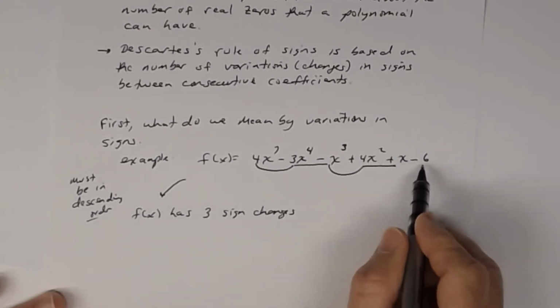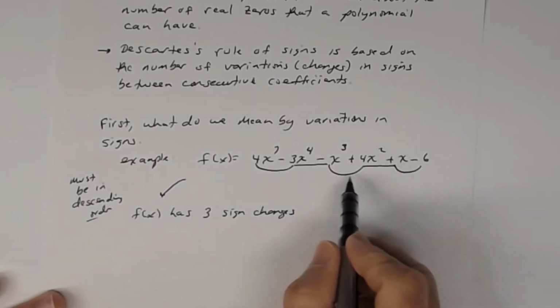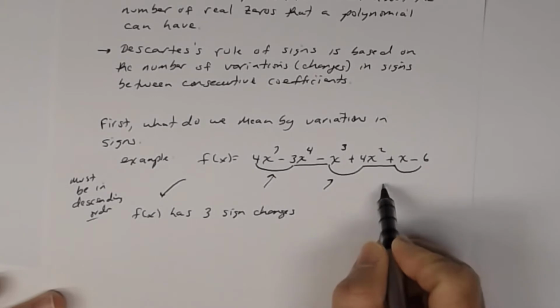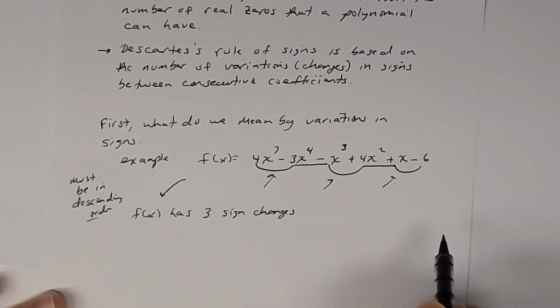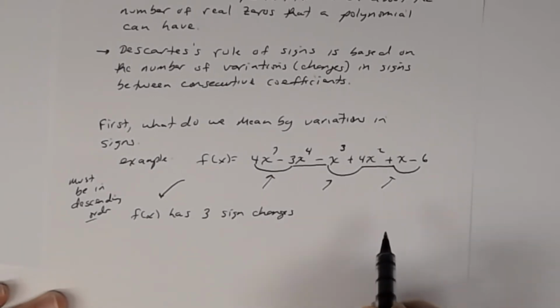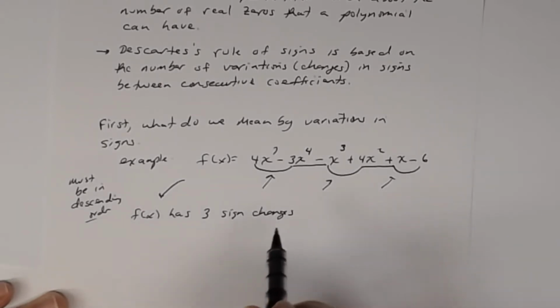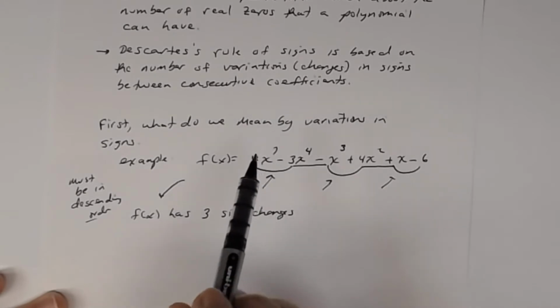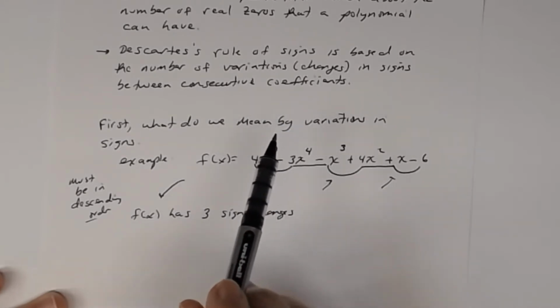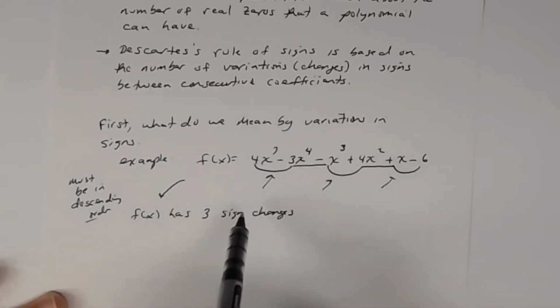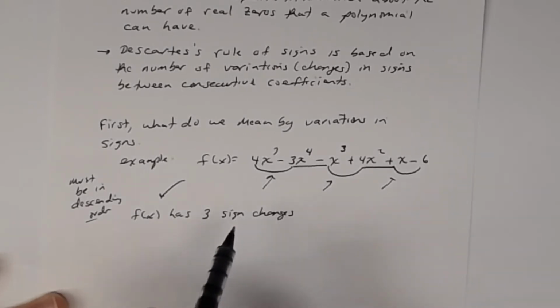And then from positive to negative, that's a change in sign. So notice I have 1, 2, 3. I have 3 sign changes. All right. So what that means you're going to see is that in terms of the possible positive real zeros, you can have at most 3. All right, so we're going to have the discussion about that.